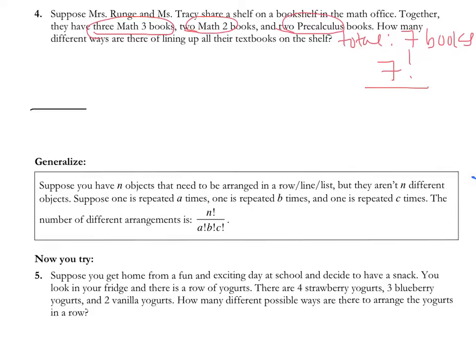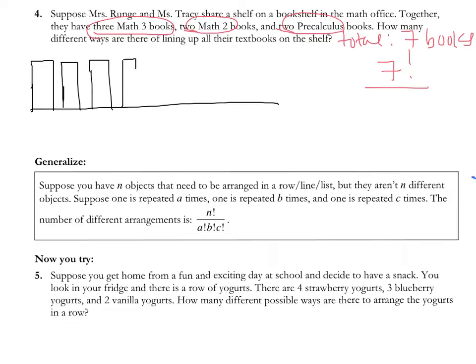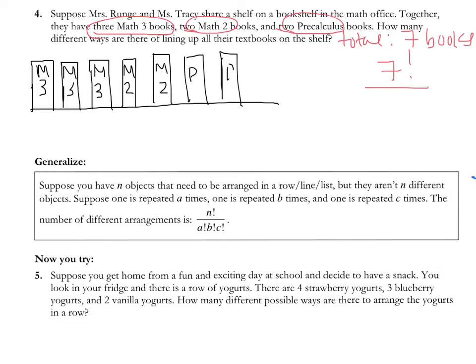So let's draw a little picture. I'm just going to draw 7 books on the shelf. 1, 2, 3, 4, 5, 6, 7. Okay, so here's 7 books on the shelf. 3 of them are Math 3 books. I'm going to label them M3. 2 of them are Math 2 books. I'll label them M2. And 2 of them are pre-calc books. I'm going to label them P. So if we look at one specific arrangement, one possible arrangement would be put all the Math 3s at the beginning, then the Math 2s, then the pre-calcs. So that's one specific arrangement.